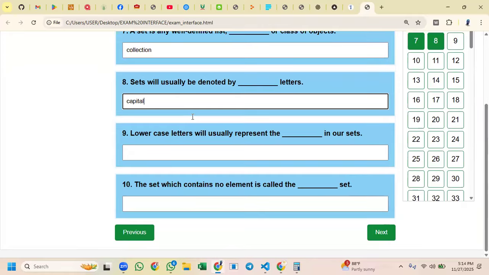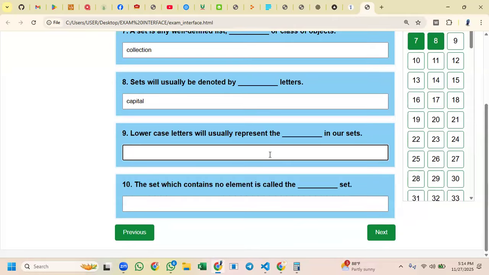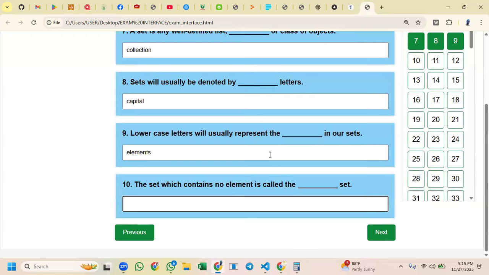Small letters. Lowercase letters will usually represent the dash in our set. The what? In a set, what do we use lowercase letters to represent? They are also called small letters. I mentioned it earlier: the elements of the set. We use capital letters to represent the name of the set, and we use small letters to represent the elements of the set. Don't forget, those are cheap questions that you are supposed to quickly bypass to get your score. It's not calculation where you have to crack your brain.